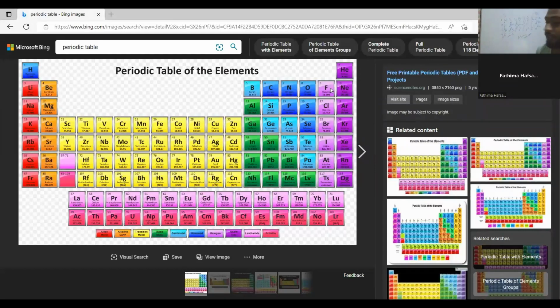Now you tell me, what is the atomic number of aluminium? 13. Very good. Which element belongs to the atomic number 20? Calcium. Right. Now you are clear with this.